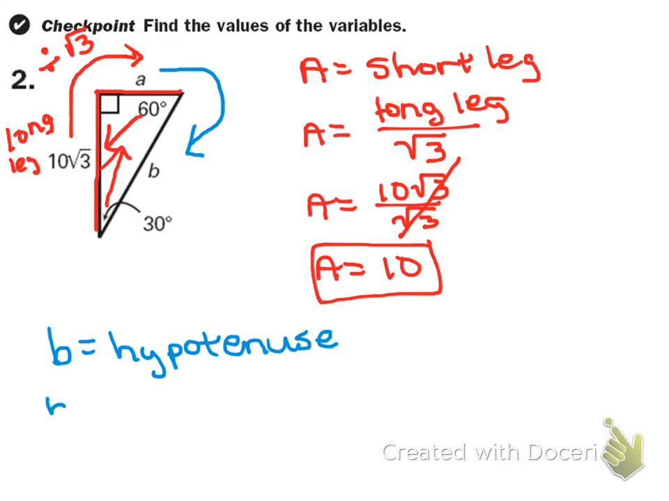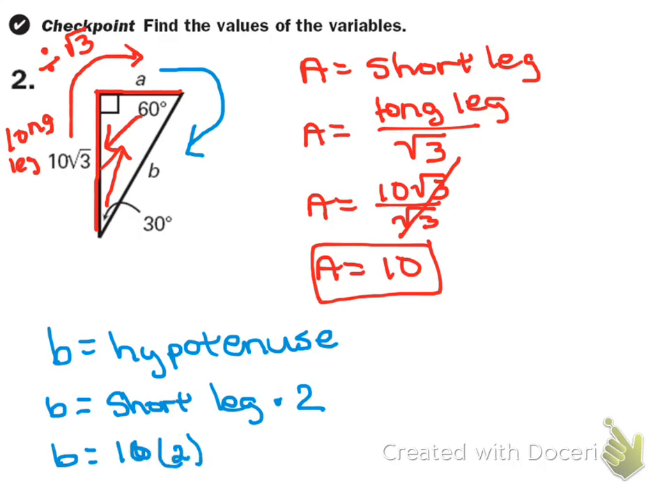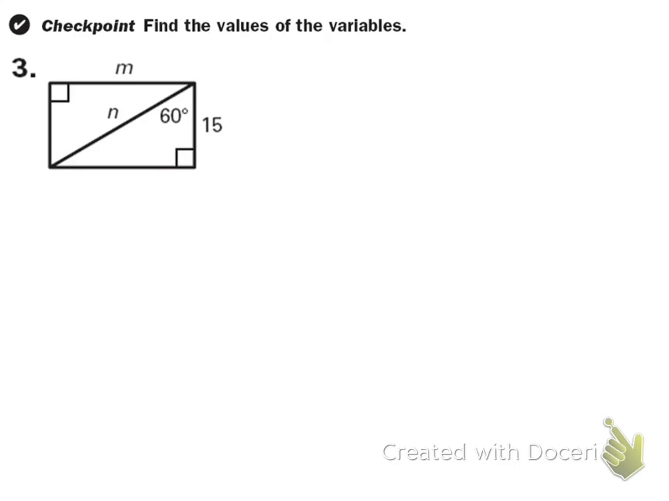And we know in the 30, 60, 90 triangle that the hypotenuse is equal to the short leg times 2. We've just found that the short leg is 10. Multiply that by 2. Find that your hypotenuse is 20. Let's look at another example.